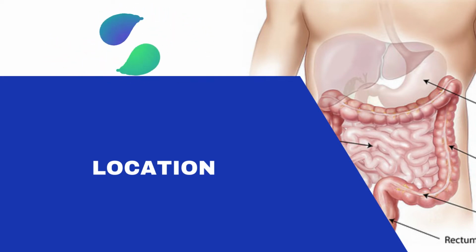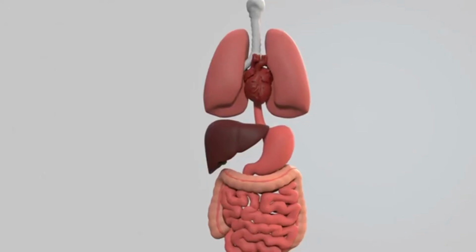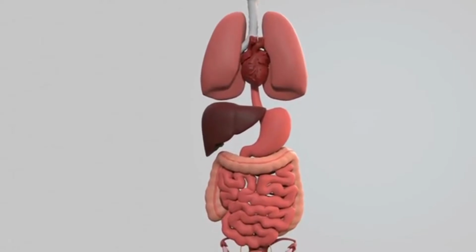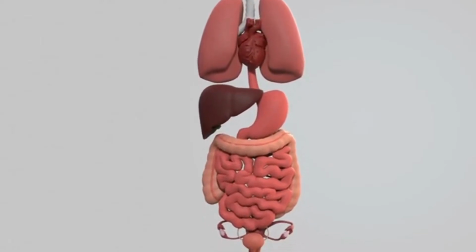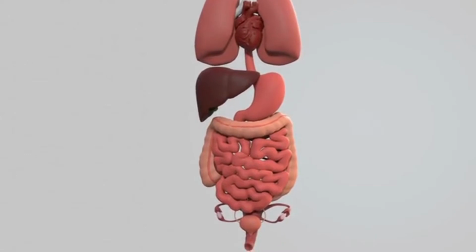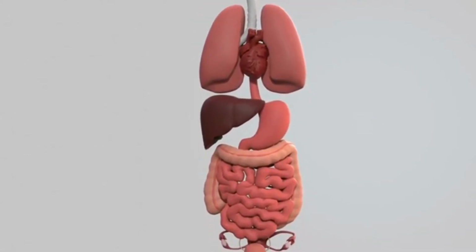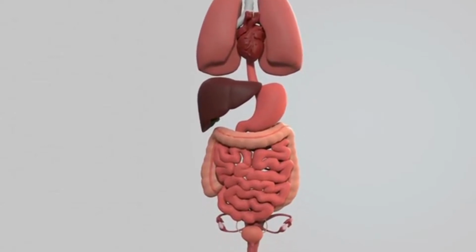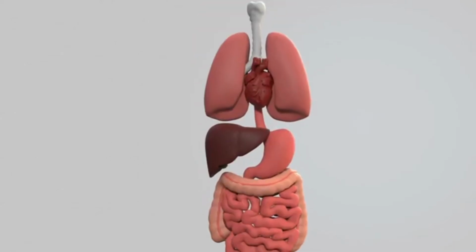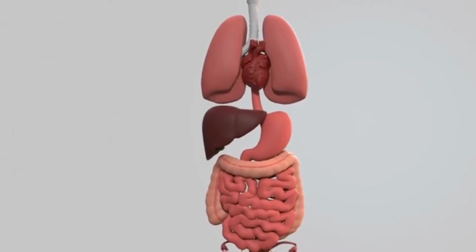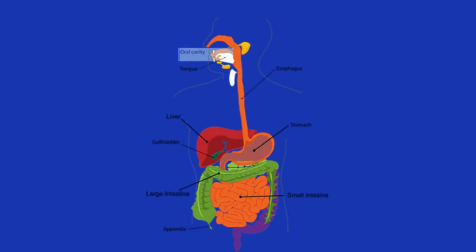Where is the small intestine present? Here you can see our digestive system: esophagus, stomach open into small intestine and then small intestine opens into large intestine. This is the location of small intestine. Here you can see again small intestine: oral cavity, esophagus, stomach, small intestine, and then large intestine.